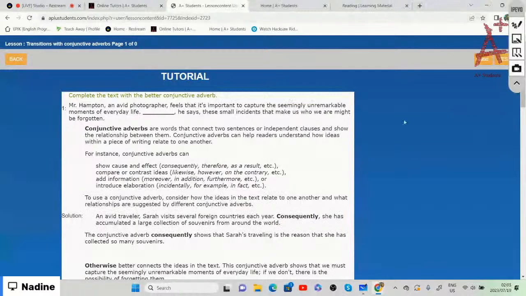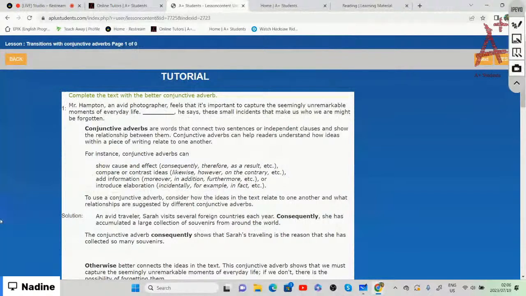Adverbs usually tell us about the verbs. So conjunctive adverbs are words that connect two sentences or independent clauses, and they show the relationship between them. Conjunctive adverbs can help readers understand how ideas within a piece of writing relate to one another. So it is basically joining the two sentences, or connecting the independent clauses to show the relationship between them.